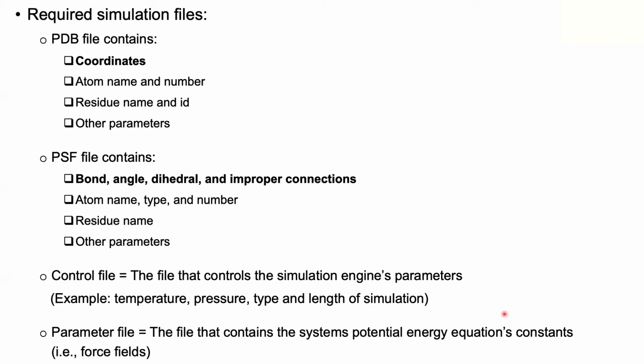The parameter file contains the potential energy equation constants, which are also called force fields in this instance. So this basically just pairs an atom type with a parameter, and those are the bond, angle, and dihedral constants of the system. And with those, you can calculate the potential energy of the whole system.